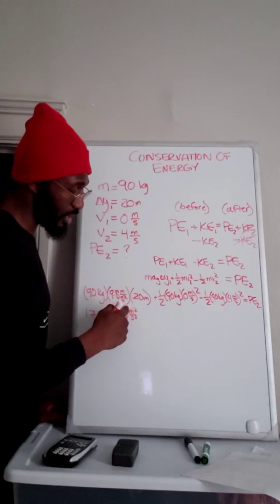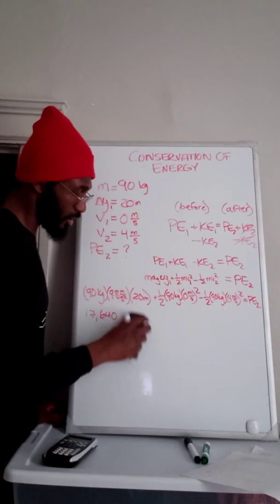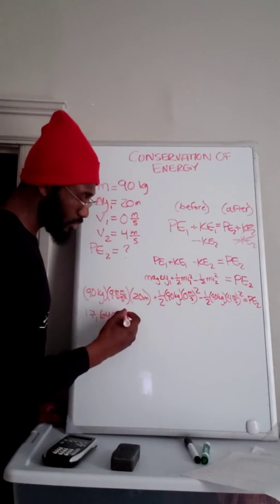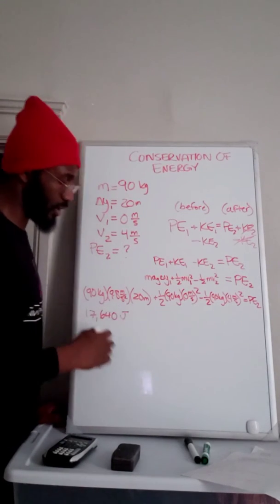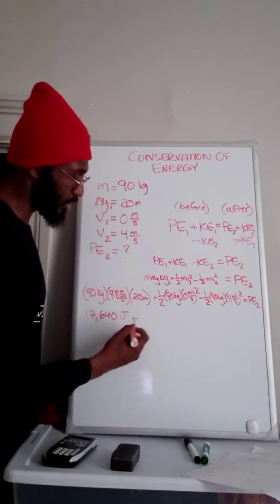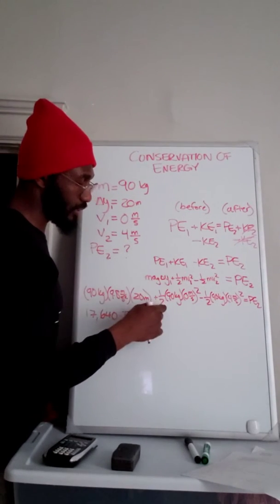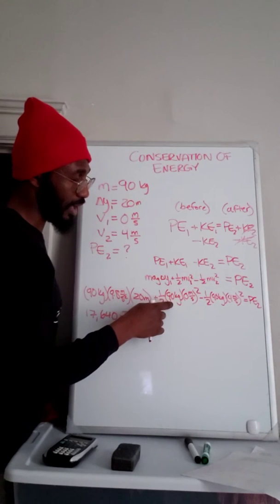Kilogram times meter squared over second squared, which is the definition of a joule. All right, so we know that that's 17,640 joules. Now we've got our addition sign, and we have to do this first kinetic energy. So we've got 1/2 times 90, that'll give us 45.